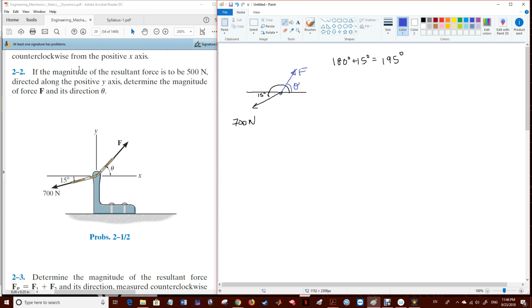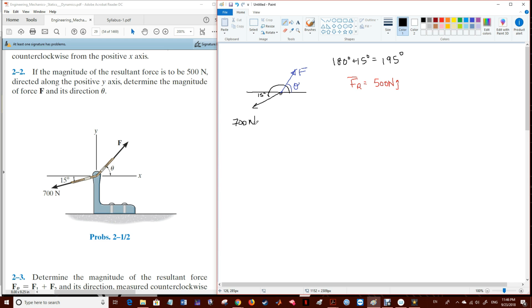And the question asks if the magnitude of the resultant force is 500 newtons directed along the positive y-axis. So the resultant R is equal to 500 newtons, and this is along the positive y direction, which we call j. Determine the magnitude of the force F and its direction theta. So we know that these two forces, the 700 newtons and this F, add up together and the resultant is 500 newtons in the j direction.